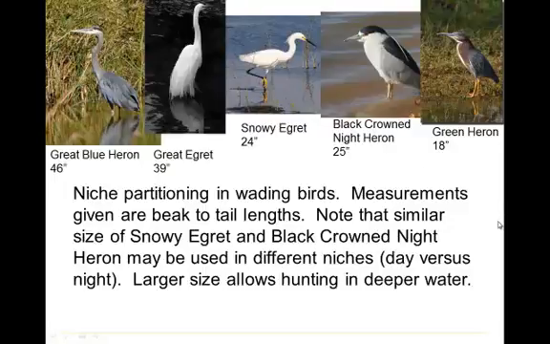And so what is kind of interesting is we see the snowy egret and the black-crowned night heron are very similar in size. Of course, a clue is given in the name, and that is that the night heron hunts at night, and the egret hunts in the day. And so it's, again, dividing this up temporally, if you will.